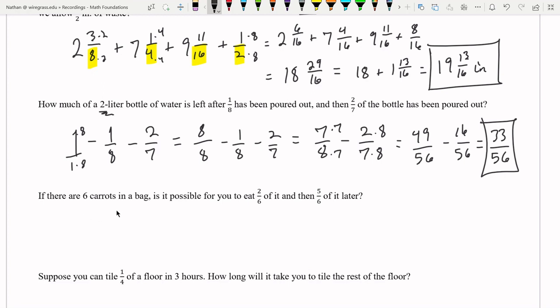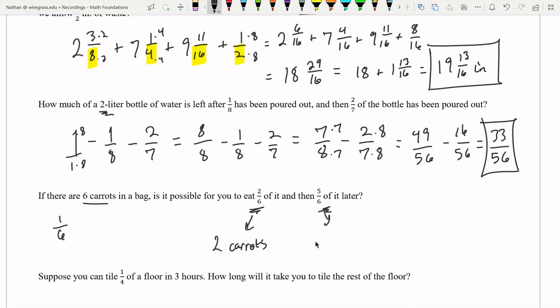If there are 6 carrots in the bag, is it possible for you to eat 2/6 of it and then eat 5/6 of it later? Well, for this one, think about the unit fraction. 1 carrot, if there's 6 carrots in the bag, that means a single carrot is going to be 1/6 of the bag. So if we eat 2/6 of the bag, in other words, we eat 2 carrots, right? If 1/6 is 1 carrot, then 2/6 is going to be 1/6 plus 1/6, which is 2 carrots.